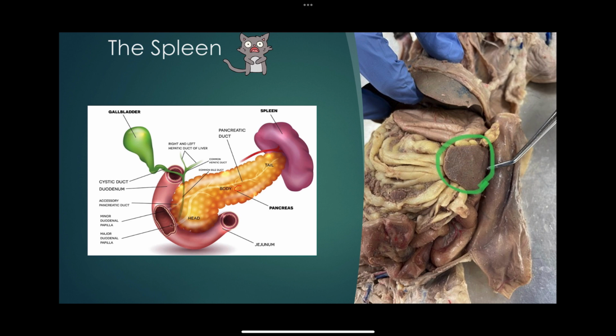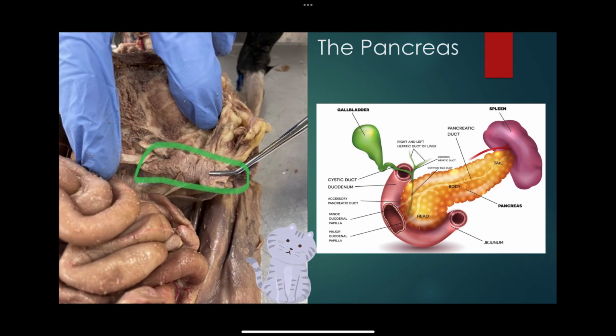The next organ of the abdominal cavity would be the pancreas. The pancreas also produces some enzymes that help break down proteins, carbs, and fats for the small intestine.